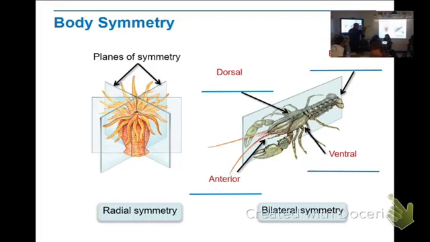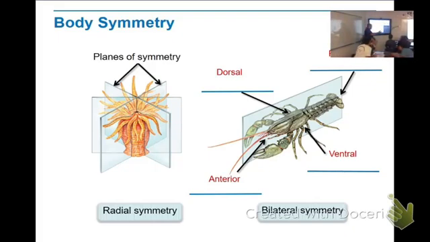This comes into play with the crayfish. The ventral surface is where its mouth is, which is what we would call the belly, or the underside, isn't it? What about us? Where's our ventral surface? At the bottom. Right here. It's right here, where our mouth is. So it's on the front.